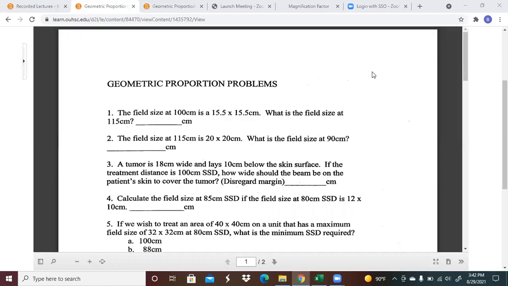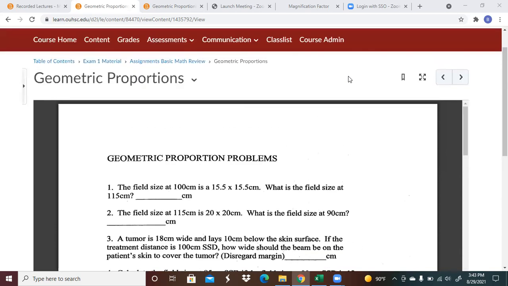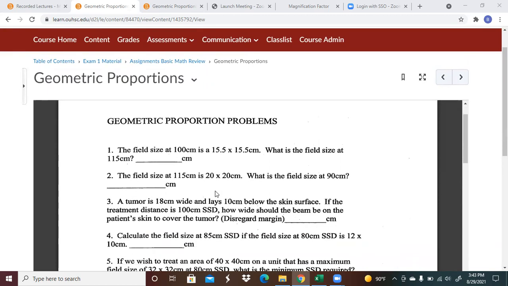This is going to be the lecture over geometric proportions, the problems that are assigned here. What we're going to do is just go through these one by one, and I'm going to change the numbers just a little bit to give you an idea as to how these things work, and give you a chance to actually work through the problem and see what you can come up with. So let's take a look at the first one.